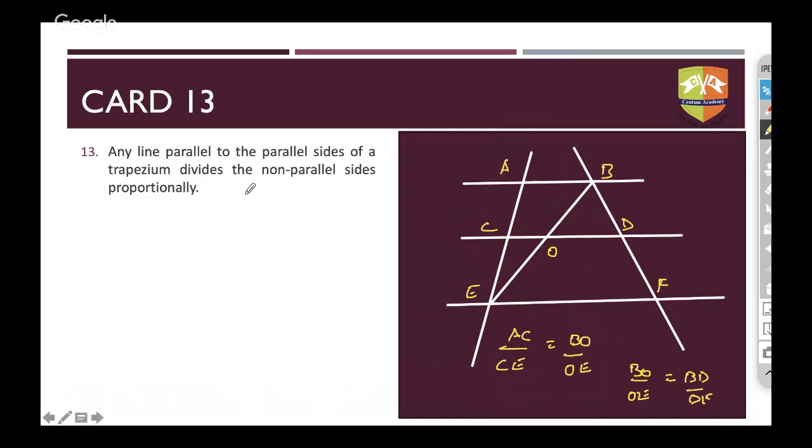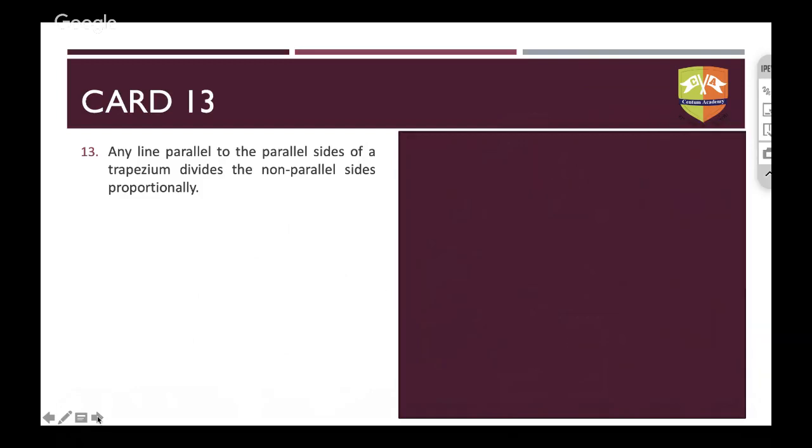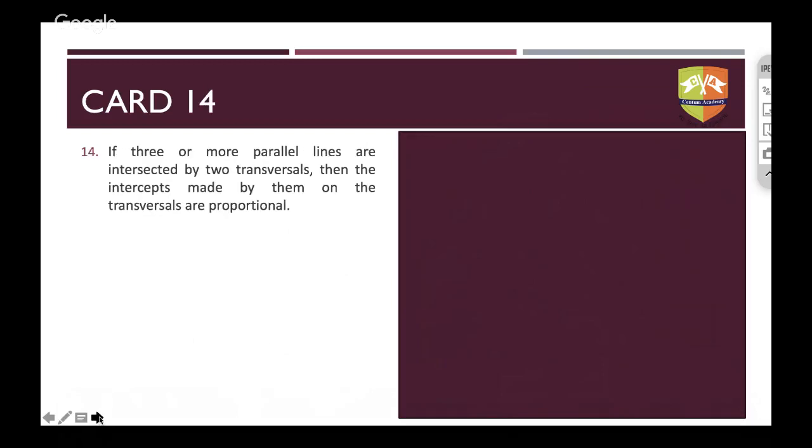Next, let's go on to our slides. You could also do this by taking the trapezium and using the midpoint property. Yes, Param, correct. Thanks for adding to that. Okay, so card 13 is done. Card 14 is done.